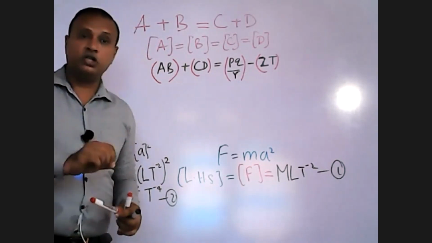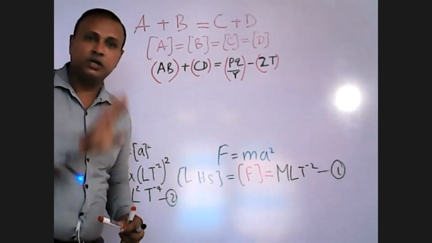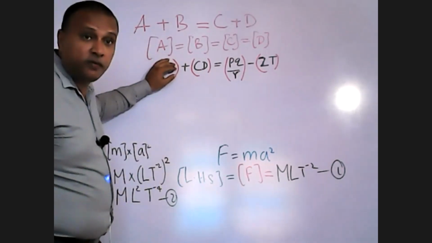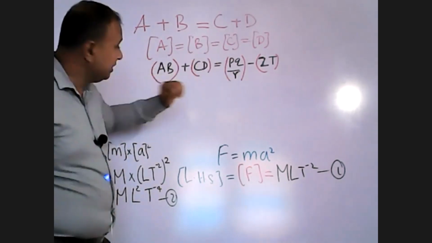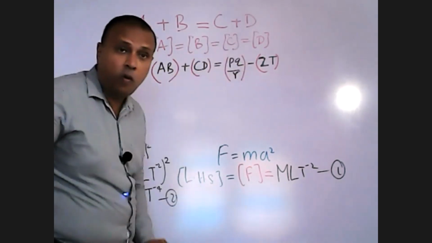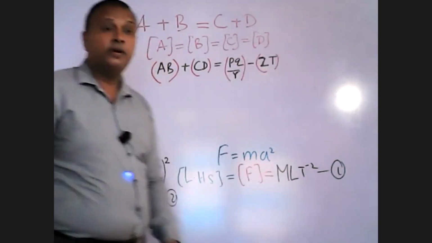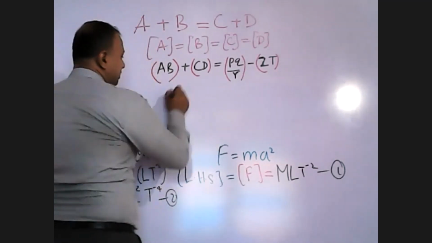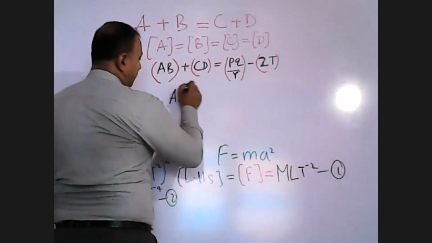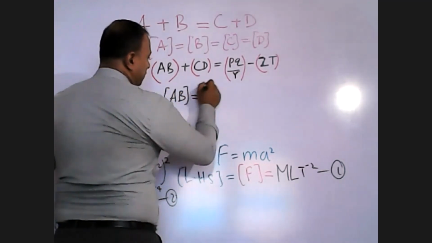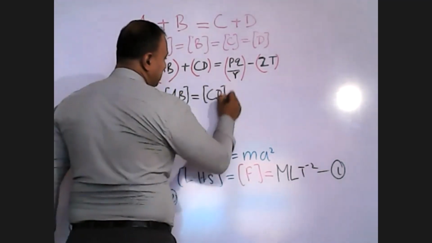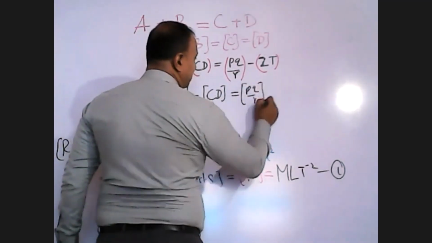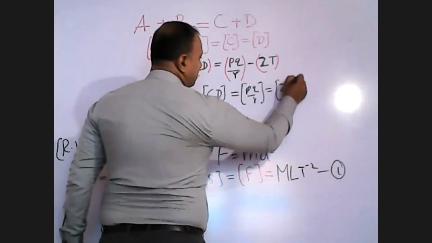According to our previous logic, each and every term should have same dimension. That means the dimension of AB should be equal to dimension of CD. That is equal to dimension of PQ over R, and that is equal to dimension of ZT. Okay, then we can write dimension of AB should be equal to the dimension of CD. That is equal to dimension of PQ over R and dimension of ZT.